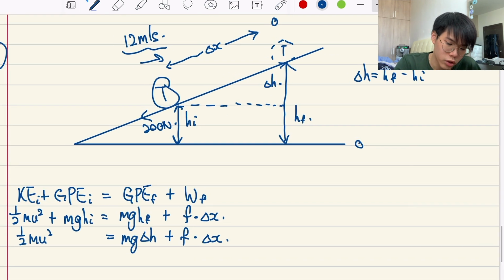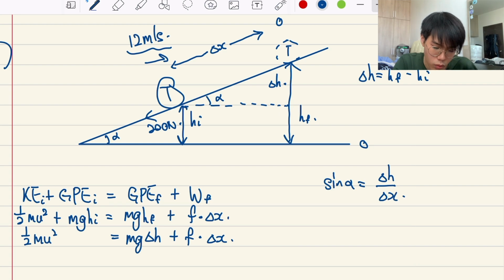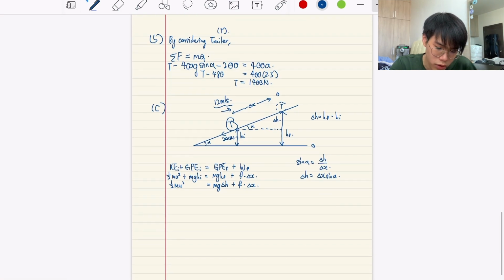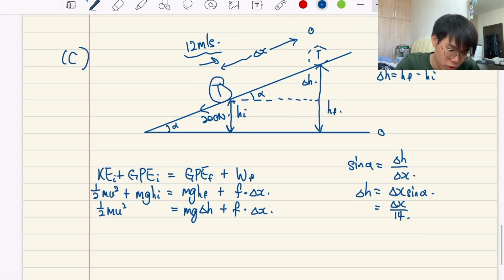Okay, so how do we find the change in height? Since this is alpha, we know this is alpha too. By using sine alpha equals delta h divided by delta x, we know that delta h equals delta x sine alpha. And since sine alpha, which is given, is 1/14, the difference in height is delta x divided by 14. So now we have all the information.